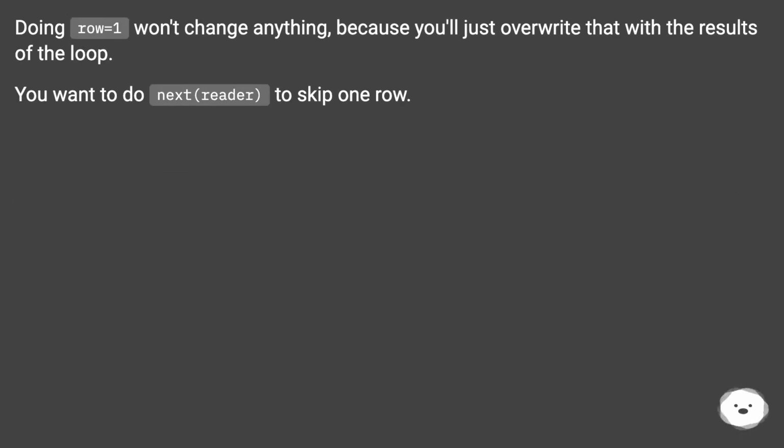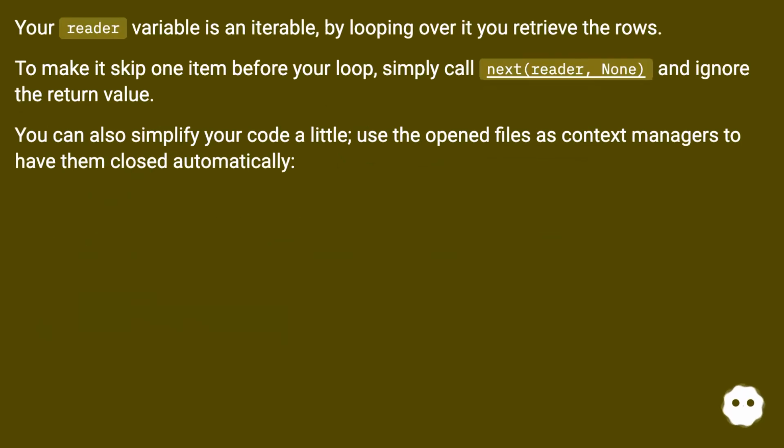Doing row equals 1 won't change anything, because you'll just overwrite that with the results of the loop. You want to do next(reader) to skip one row. Your reader variable is an iterable. By looping over it you retrieve the rows. To make it skip one item before your loop, simply call next(reader, None) and ignore the return value.